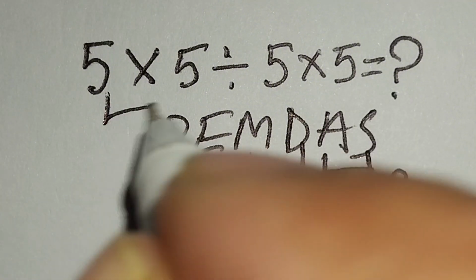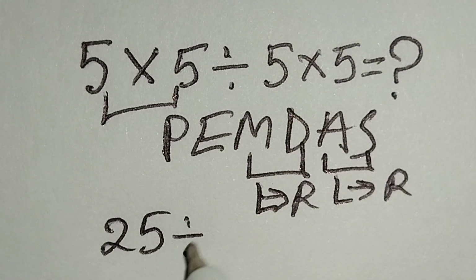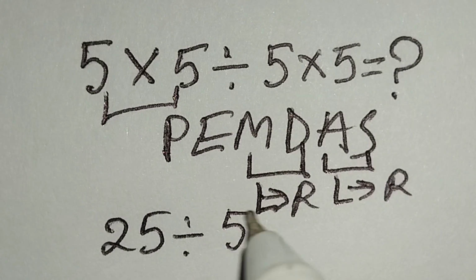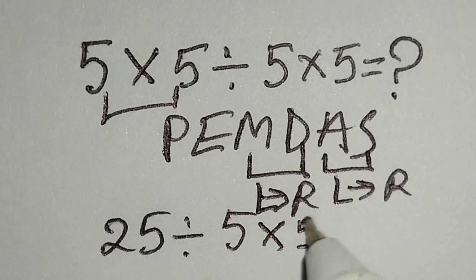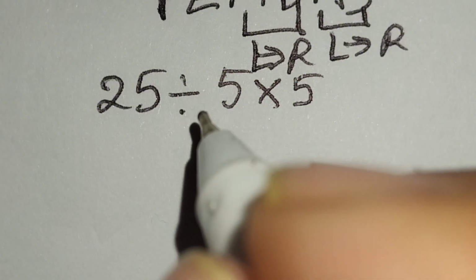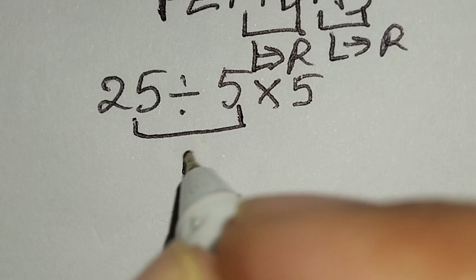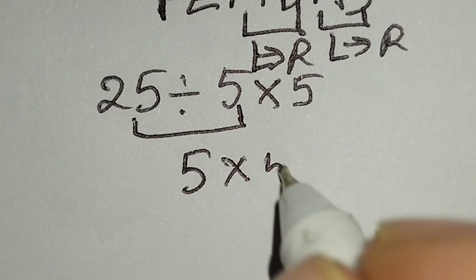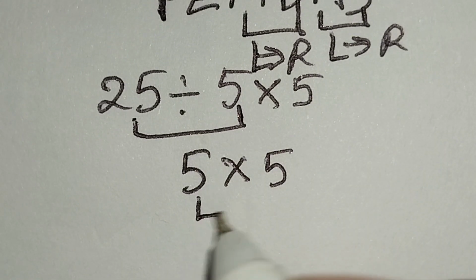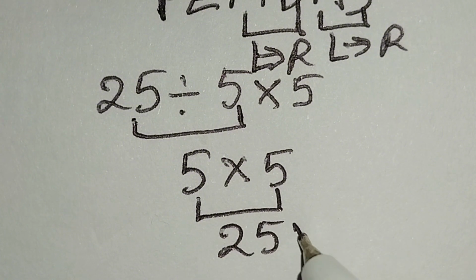Here 5 times 5 gives us 25, divided by this 5, times 5. Now I have to work with this division. Here 25 divided by 5 gives us 5. Multiply this 5. 5 times 5 gives us 25, and this is the correct answer.